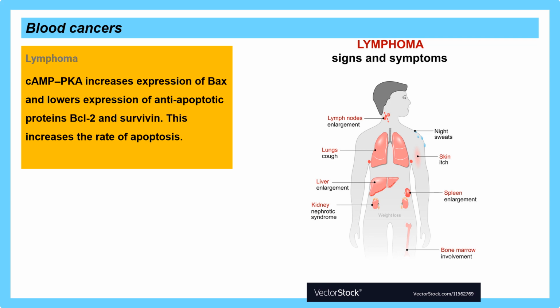So lymphoma. Lymphoma is another type of blood cancer, and you can have enlargement of the lymph nodes, you can have coughing, night sweats, itching, enlargement of the spleen, bone marrow involvement, because that's where production can take place. Also liver enlargement, and it can affect the kidneys. Now, in association with GPCR, cAMP-PKA can increase expression of BAX, which is an apoptotic protein that increases apoptosis, and it lowers the expression of anti-apoptotic proteins, which are BCL2 and survivin. So in other words, it can increase the rate of apoptosis there.